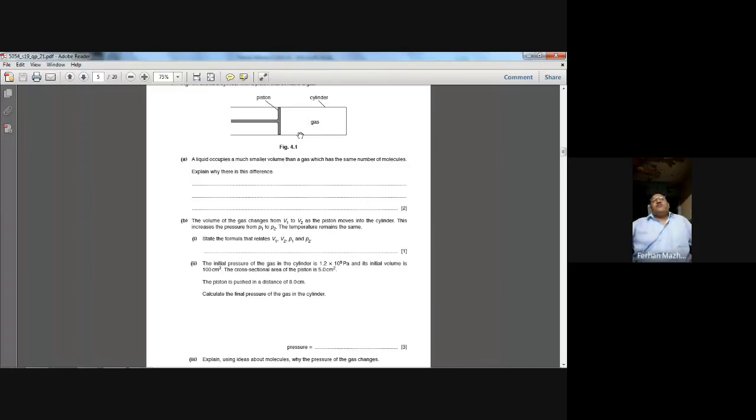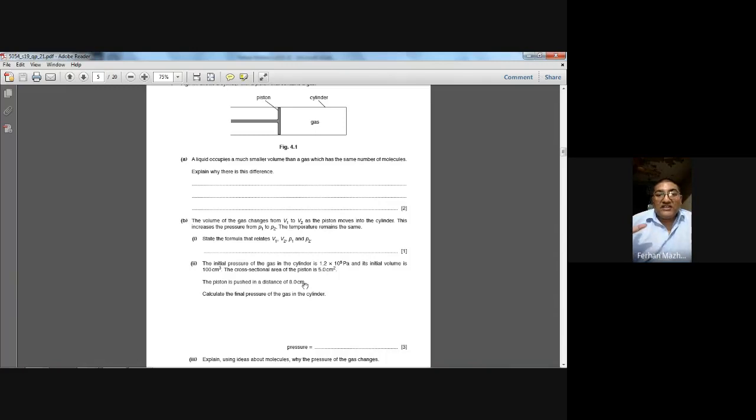So the question is, what will be the new volume of the gas? When the piston moves to the right, the new volume will be less as compared to V1. But what will that be? He gave us the cross-sectional area of the piston and the cylinder, 5 centimeters square, and how much distance the piston moved, 8 centimeters. If you multiply the cross-sectional area with the length, you will get the volume. 5 into 8, it will be 40 centimeter cube.